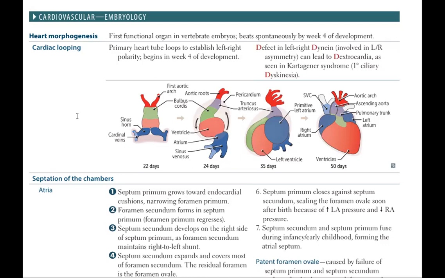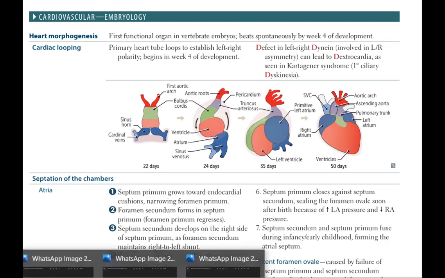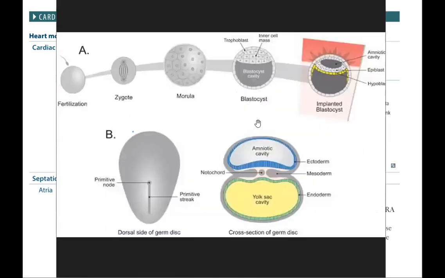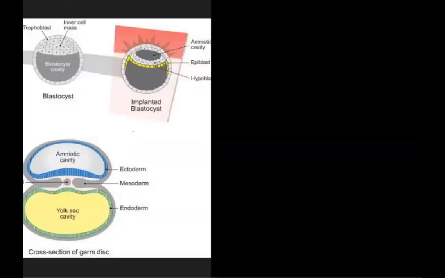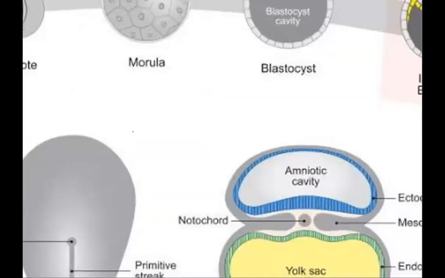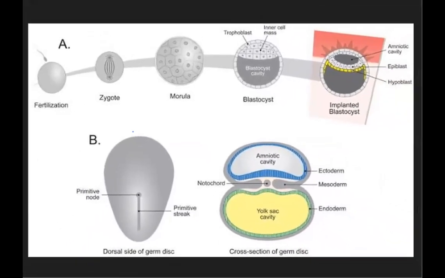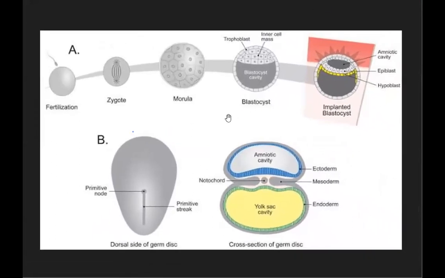Because this is a high yield book, they have not discussed the process of gastrulation and even the formation of a heart tube. So we will discuss the process of gastrulation and also the formation of heart tube. So I will begin from this particular picture. Let me zoom in.